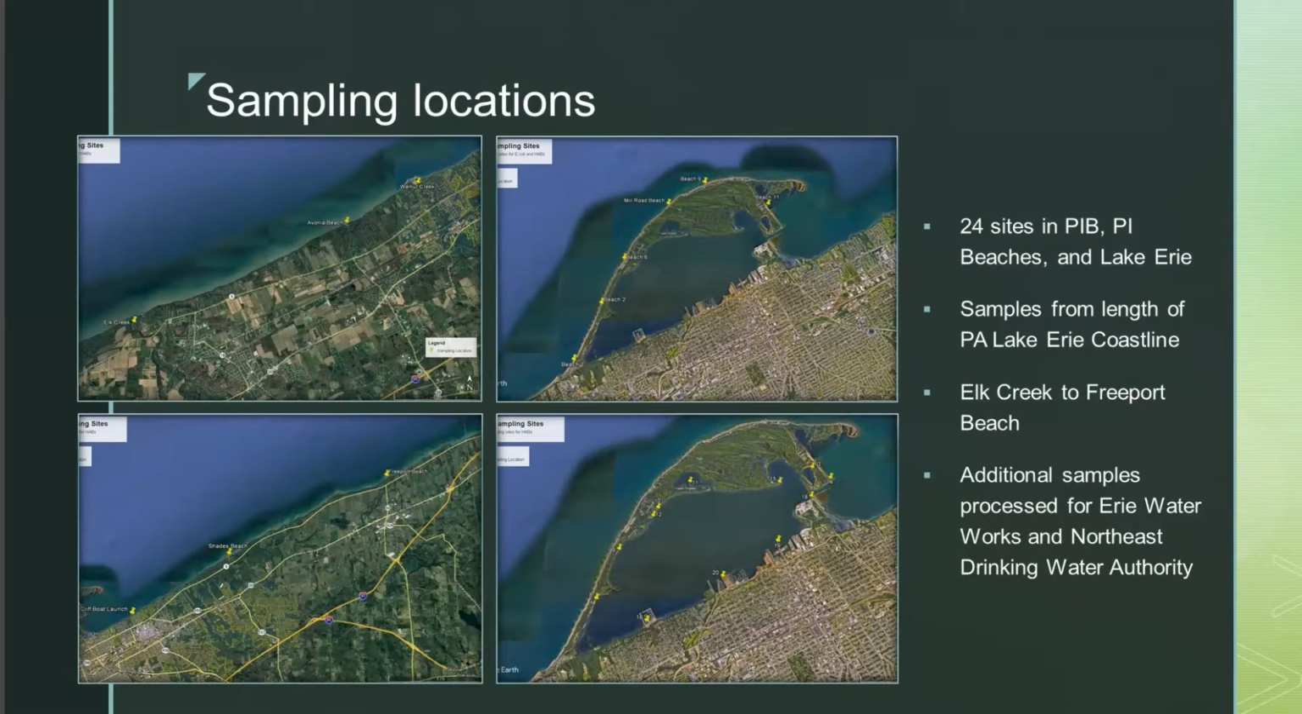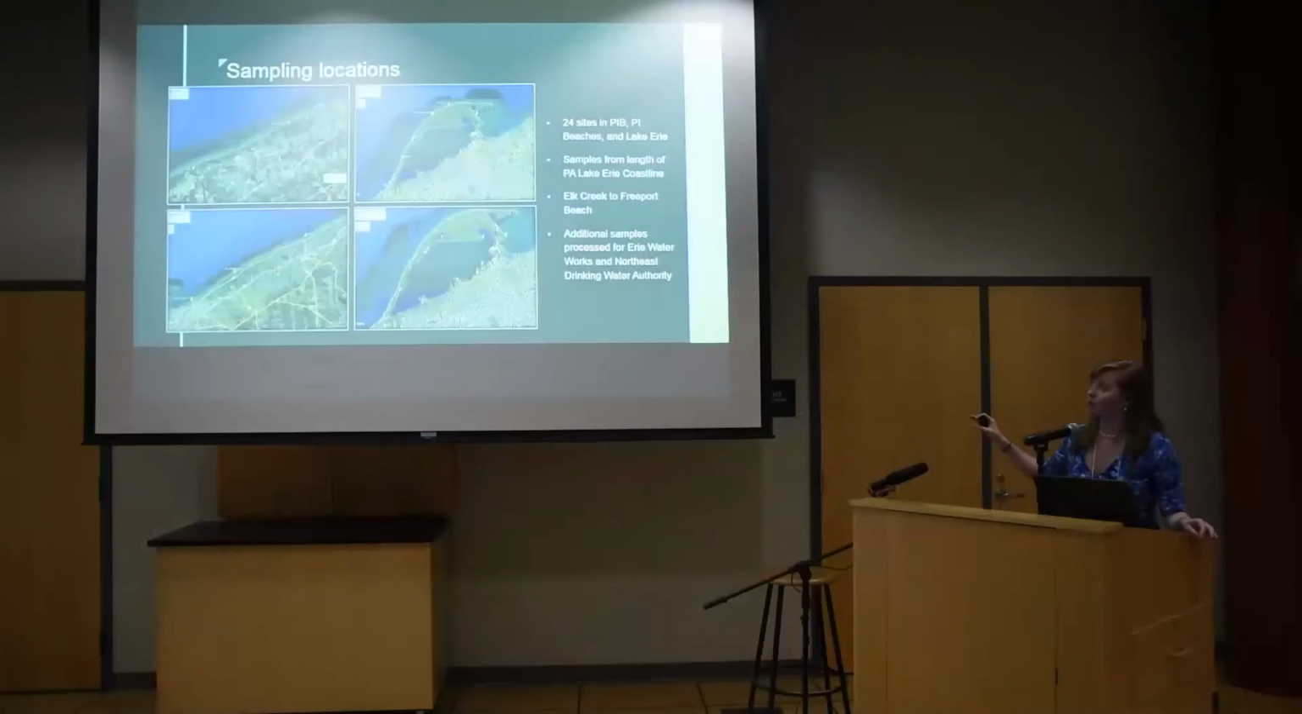So these are our sampling locations. We actually had 24 sites around Presque Bay, along the Presque beaches, and on Lake Erie. This year we did something new. We actually extended our sampling locations all the way from Elk Creek towards the west, almost to the Ohio border, and all the way out to Freeport Beach, which is near the New York border. So all of these sites enabled us to really broaden our database and see what's going on in more areas of Lake Erie, as well as all of our sites inside the bay and along Presque Isle beaches. So 6 sites along the beaches and then 12 sites in the bay.